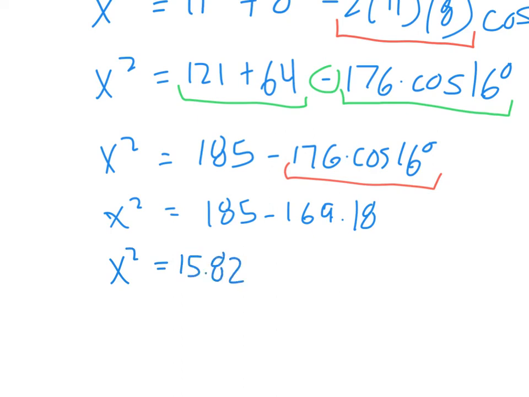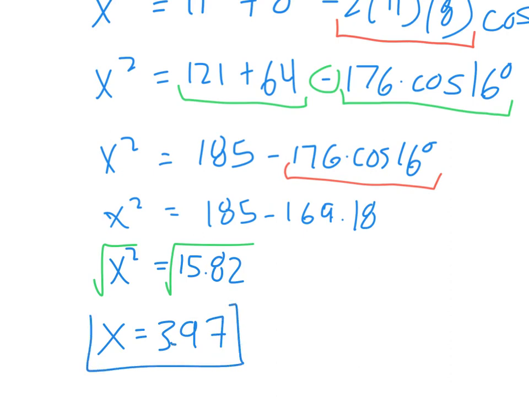Now you're not quite done yet because I don't want x squared, I just want x. So my final step is to take the square root of both sides. Taking the square root of both sides should be a little bit less than 4. And indeed it is. When I type that into my calculator, I end up getting 3.97. So that is the missing side length x.